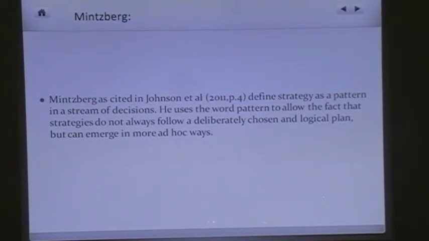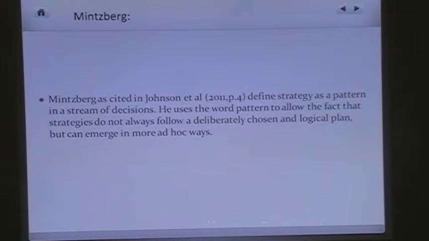Mintzberg defines strategy as a pattern in a stream of decisions. Mintzberg's definition basically emphasizes the fact that strategy is nothing but a stream or a pattern of decisions which are taken to make the organization more successful, or taken to achieve the organizational objectives.